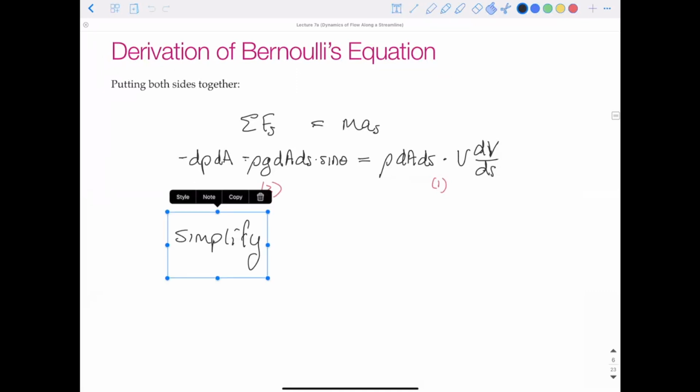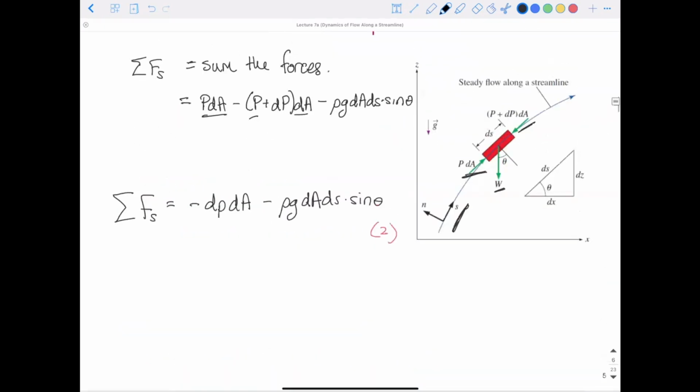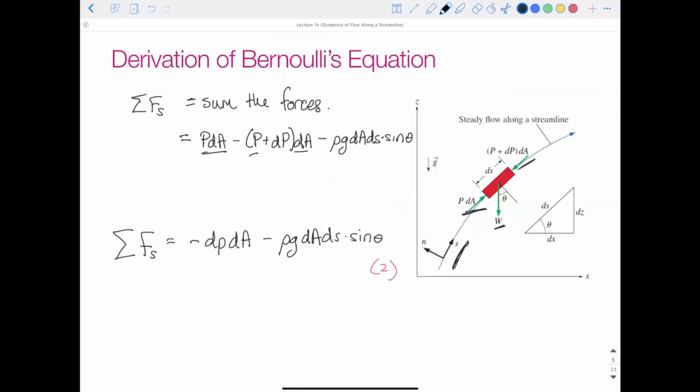So if we simplify, we should end up with negative dp minus rho times g times dz is equal to rho times v times dv. So we get dz because our term ds times sine theta is equal to dz. So we look back at our equation here. ds is the length that's going along the streamline. The sine of theta times ds would just be the z component.